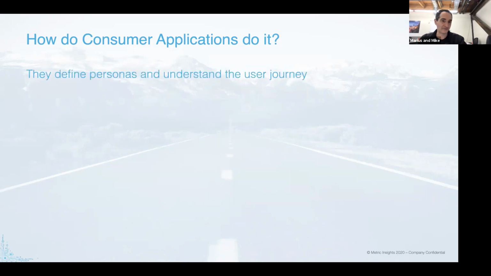The answer is simple. The consumer application providers have understood for a long time that to build an effective application, they need to define personas and understand the user journeys of those personas. So the kinds of questions that they ask are, what is the customer persona that's going to use this application? What characterizes them? What motivates them? How is it that they want to use this to accomplish some goal?